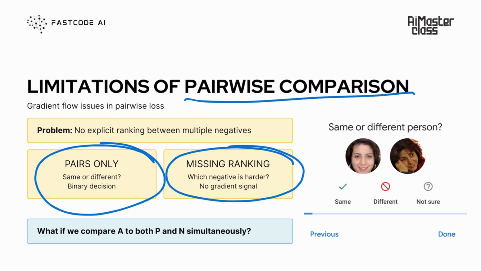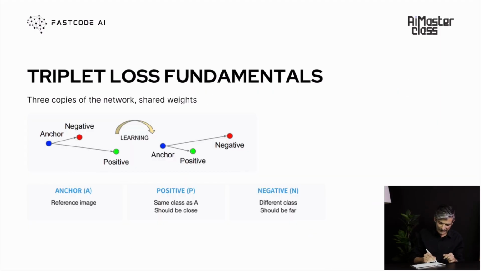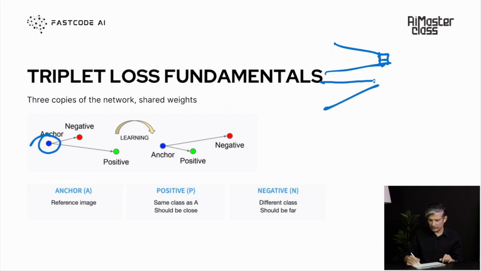So the question that people asked was, can we do a ranking? Can we have one, which we may call the anchor, and then look at a positive and negative simultaneously in relationship to that anchor? So can we compare the anchor to a positive and negative? What we mean by that is, let's say we have an anchor, right? And now instead of one network, we have three networks. The three networks then give us these latent spaces, and let it be the same as earlier, which is two-dimensional.